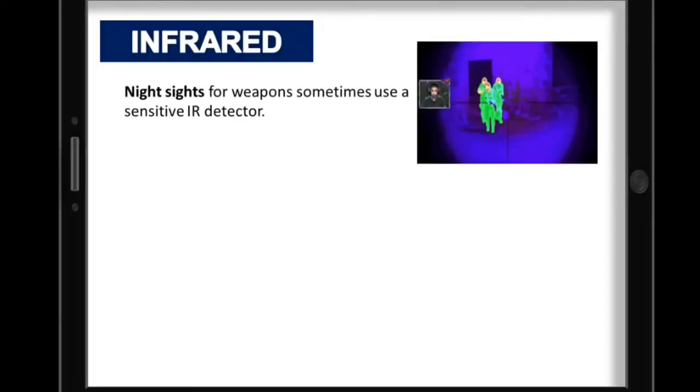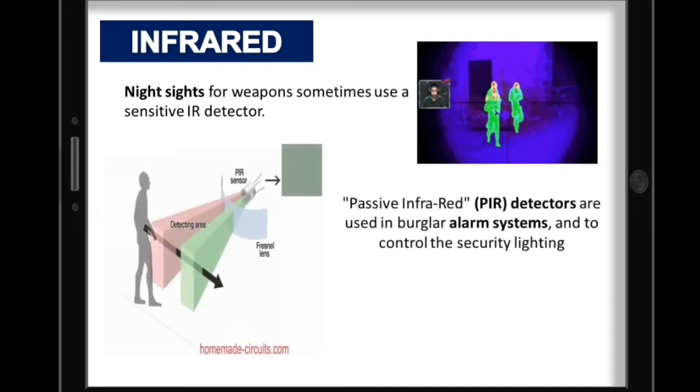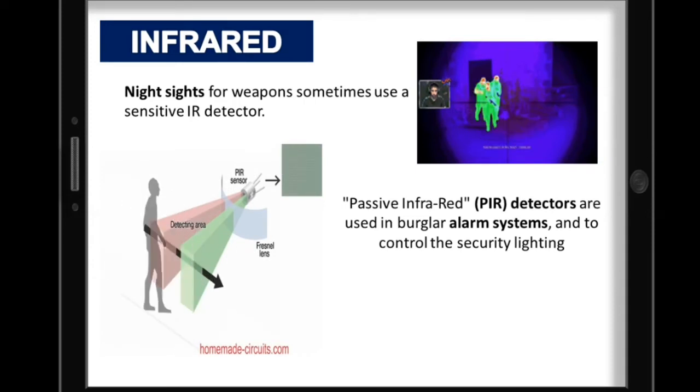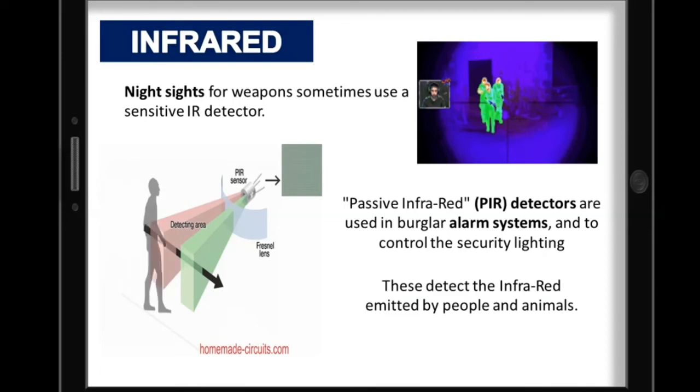Because every object gives off IR waves, we can use them to see in the dark. Night sights for weapons sometimes use a sensitive IR detector. One of the most common modern uses for IR is in the field of security. Passive infrared or PIR detectors are used in burglar alarm systems and to control the security lighting that many people have fitted outside their houses. These detect the infrared emitted by people and animals.